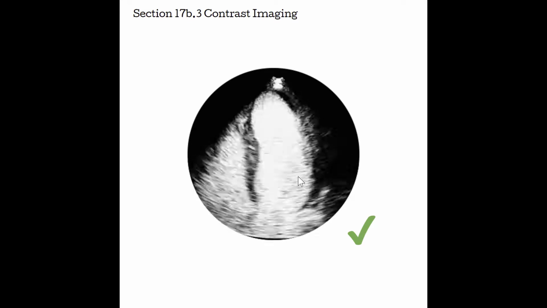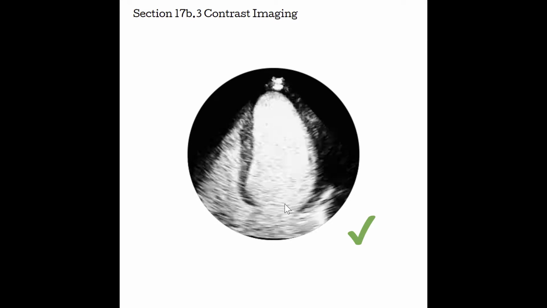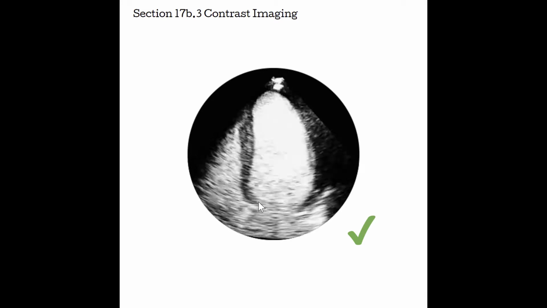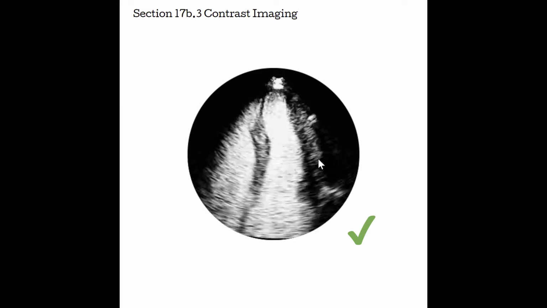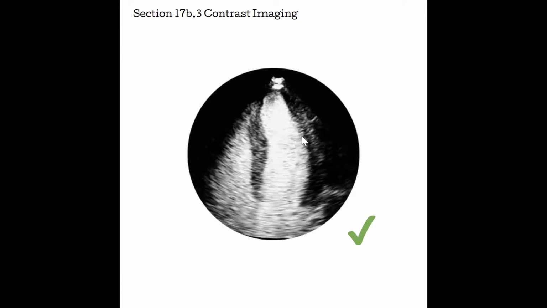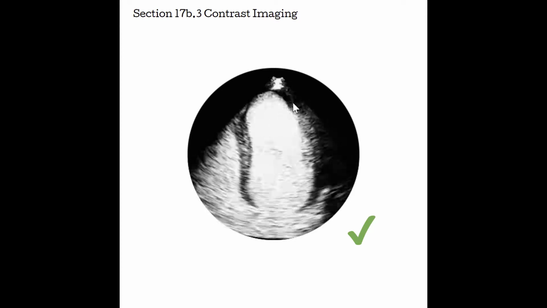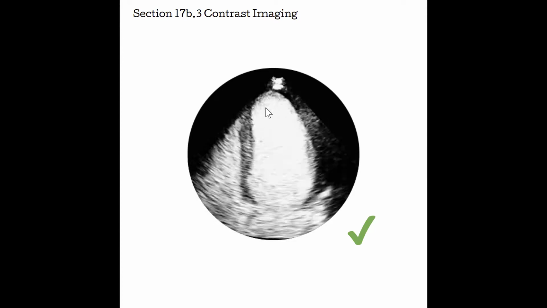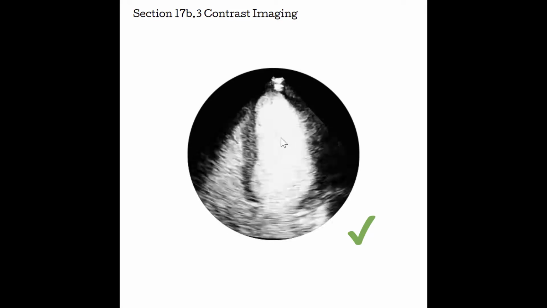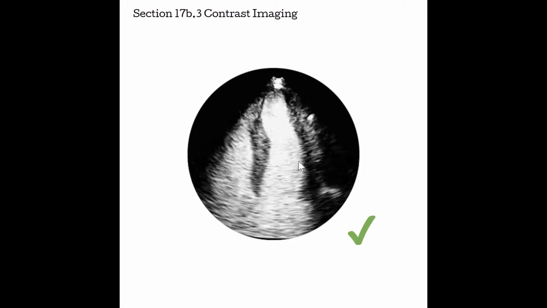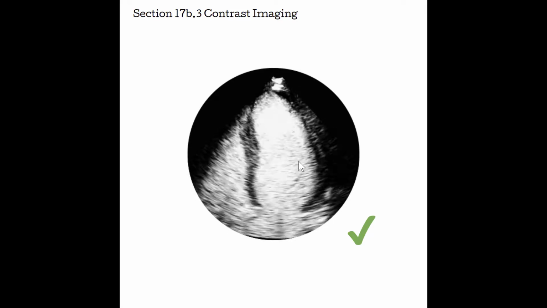And so we get this really, really bright response from those microbubbles. We can see the movement of the walls very clearly. We can outline them. If there was some sort of mass in here that we couldn't see before, we'd see a filling defect. So the contrast is really helping to highlight the walls and the motion of the heart.